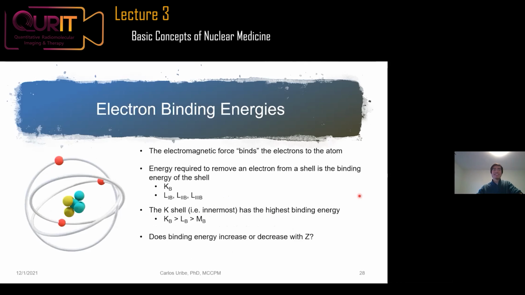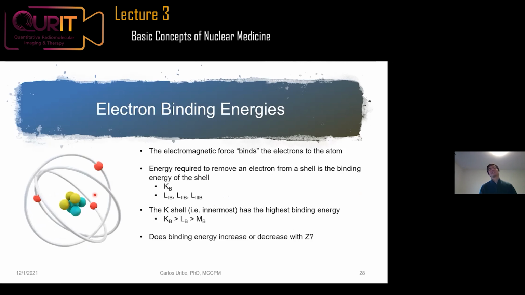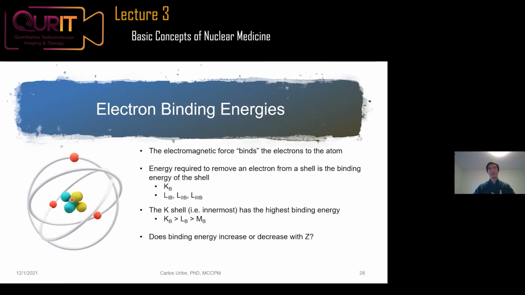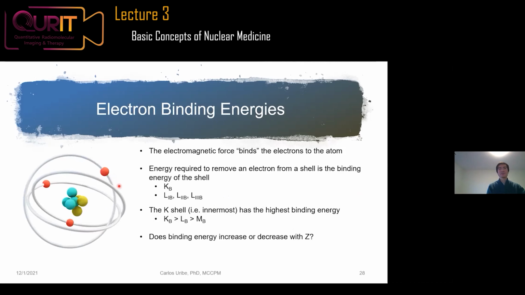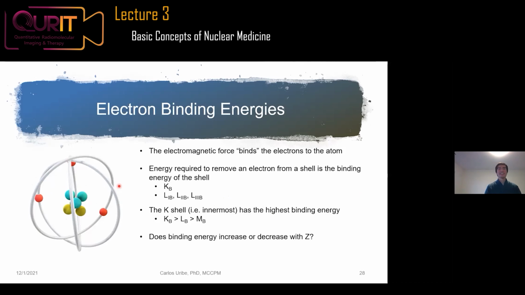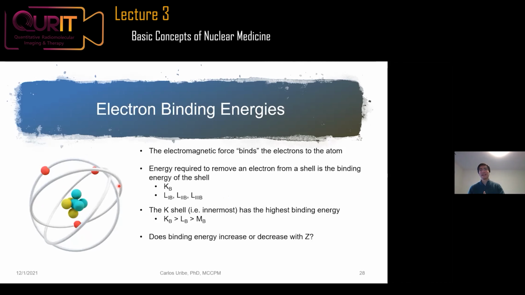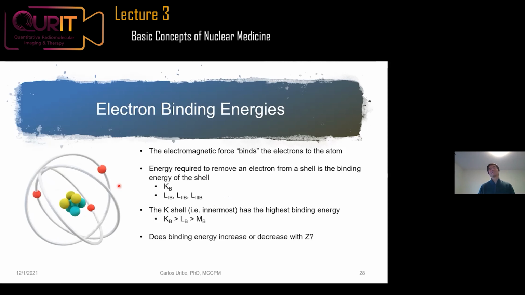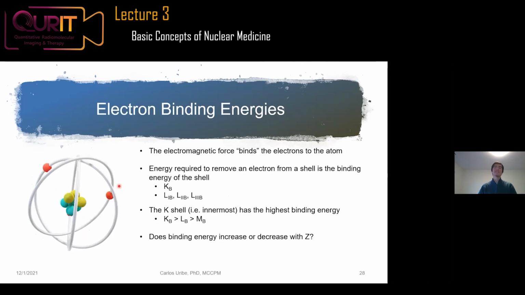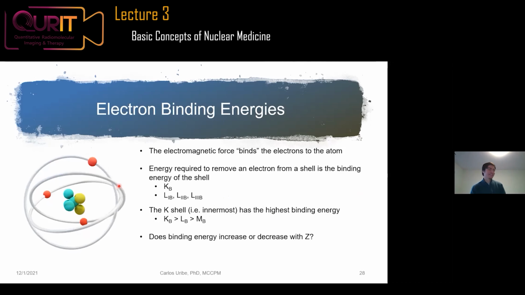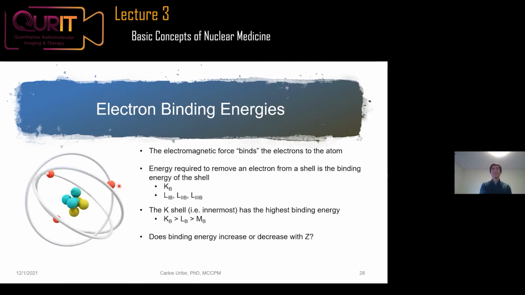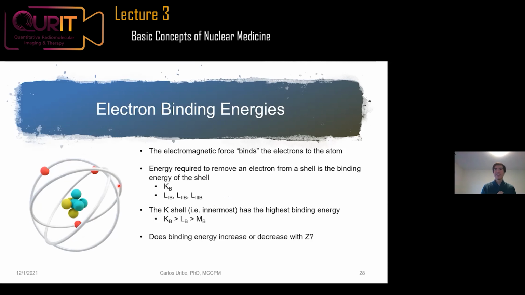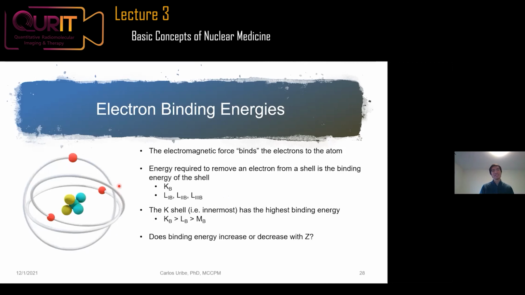Now, what's keeping those electrons orbiting around the nucleus? That's something that we call the electromagnetic force. We have positive charges in the nucleus, we have negative charges for the electrons. There's some attraction between those positive and negative charges, and that's why those electrons are bound to the atom. If I want to remove one electron from an orbital shell of the atom, then I need to apply some energy. I need to put some energy into the process of removing an electron from that atom. So that energy that I have to put into the system to be able to do that is what we call the binding energy of an electron to the shell.